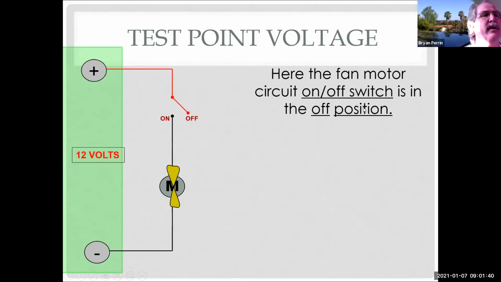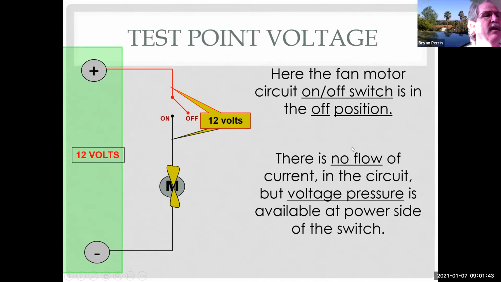Here the fan motor circuit has the on-off switch in the off position. If I measure the voltage difference between the two sides of the switch, I would see 12 volts. There's no current flow in the circuit, but voltage pressure is available at the power side of the switch and the ground side of the switch, because I can't use my ground in my motor since there's no current flow. So I'm going to be electrically the same all the way from the negative post of the battery to the tip of the switch. I'm going to be electrically the same from the positive point of the battery all the way to the tip of the switch. When I measure across the two sides, I'm going to see the same 12 volts I see at the battery.